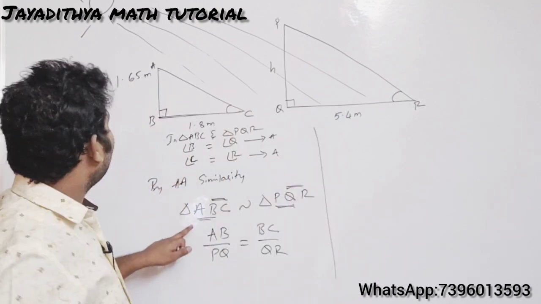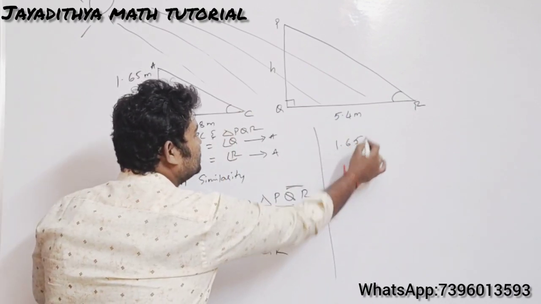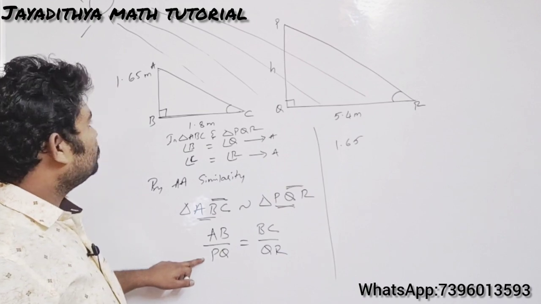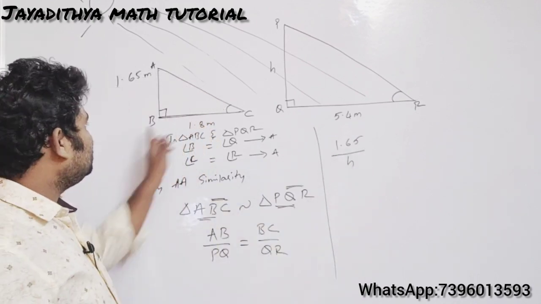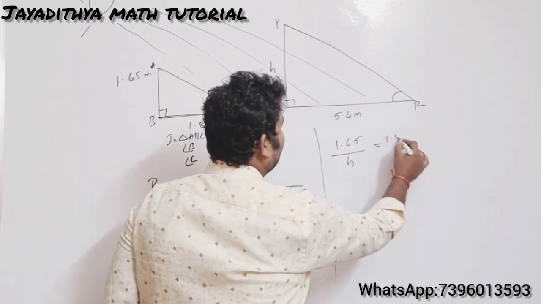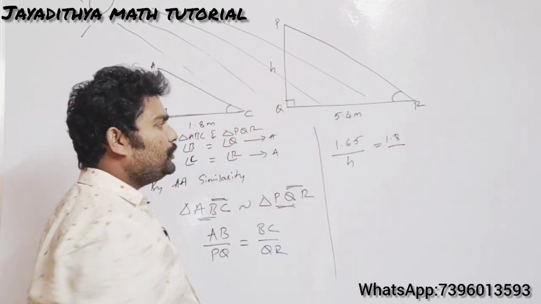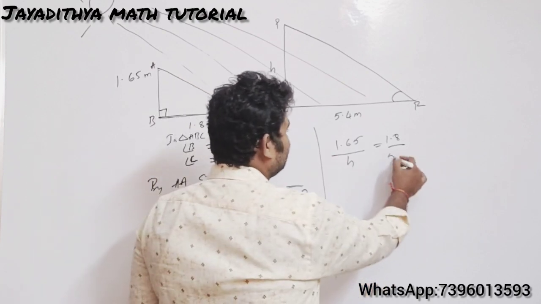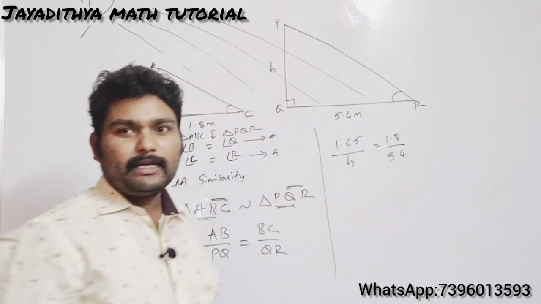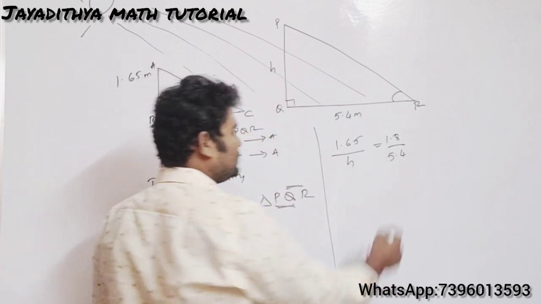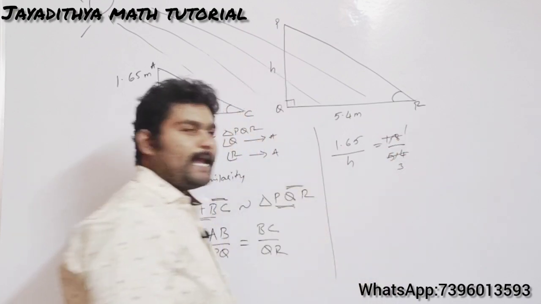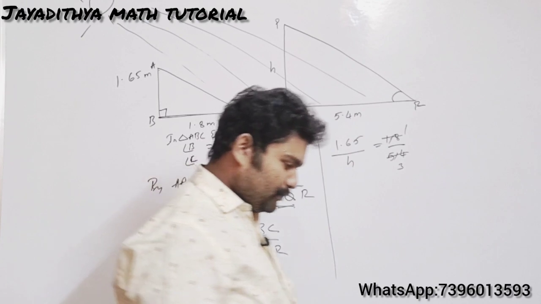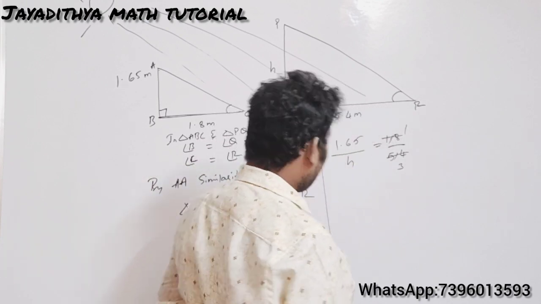That's simple. So what is AB here? AB is 1.65 meters. What is PQ? PQ is nothing but the height. We need to find it. And what is BC now? BC is equal to 1.8 and QR is how much? QR is 5.4. So if you cancel this, 18 ones are 18, 18 threes are 54, you can take, and your answer will be how much now?